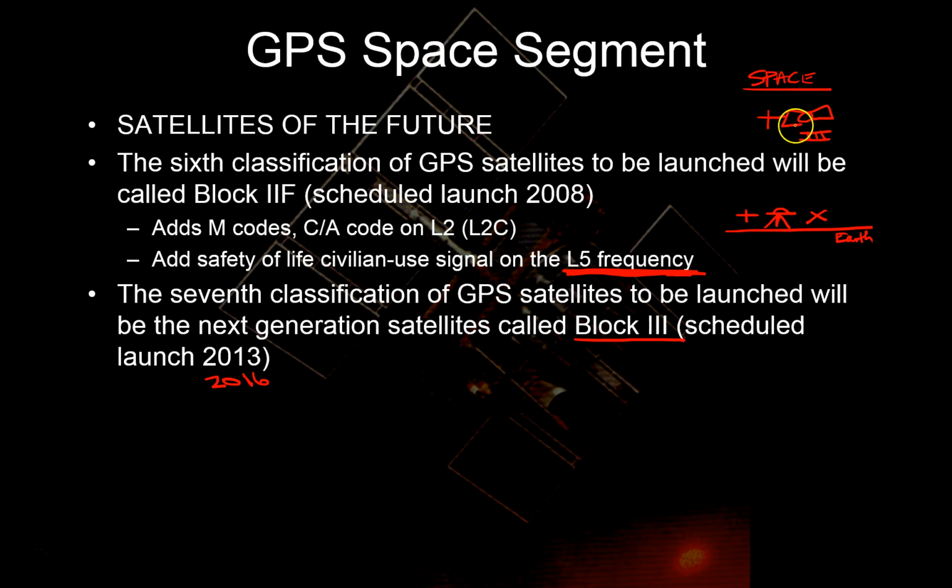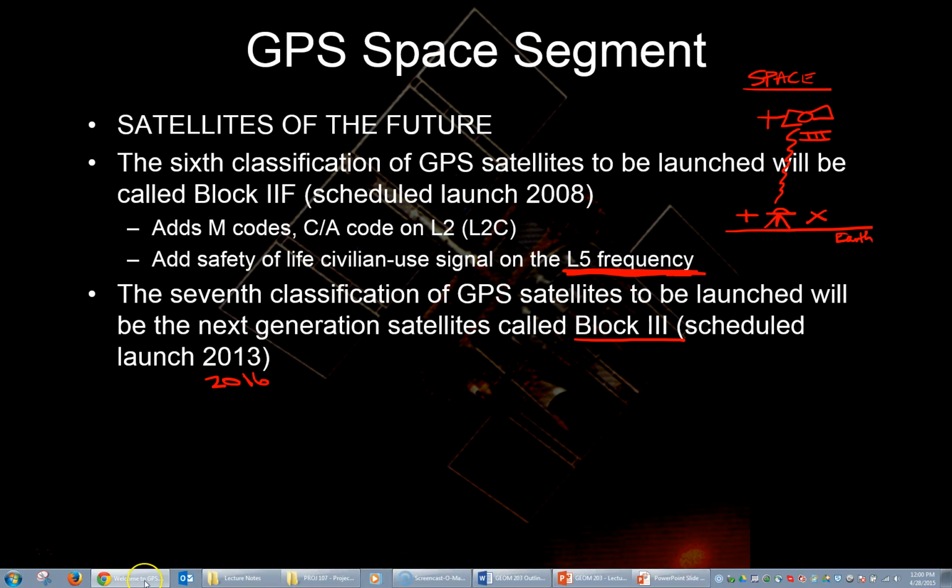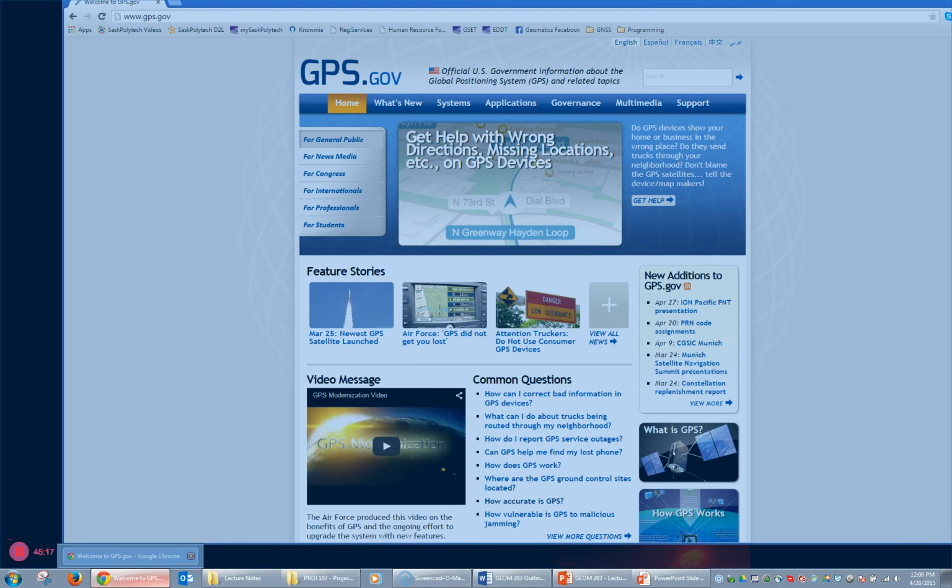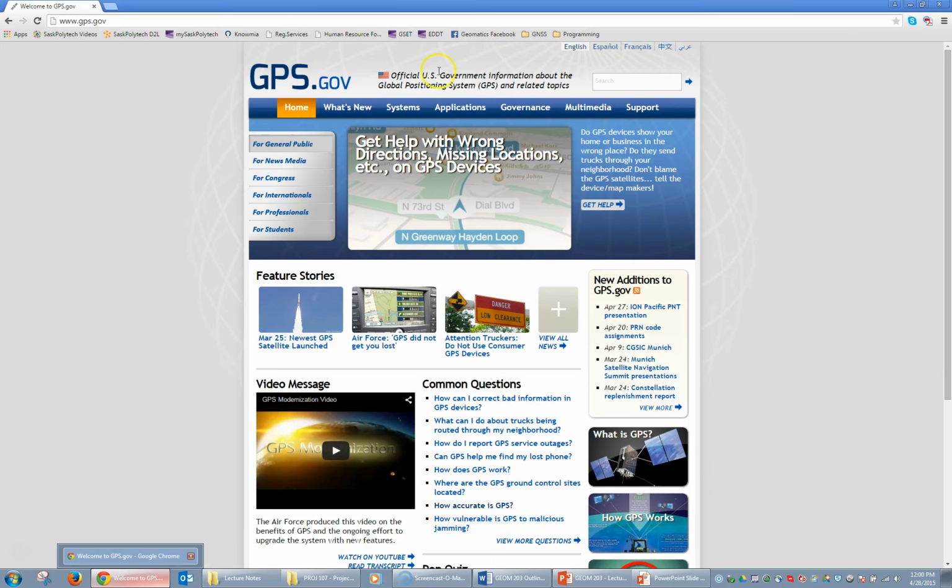So we can't just launch these and start utilizing them. I guess in theory maybe we could, but obviously we want to make sure that we can monitor the information coming from them to ensure they're meeting their objectives. So it's not just the satellites in space, and that's where this discussion on the different segments of GPS is very important for a user to understand. So with that, if we jump off here and go to what I call our official U.S. government information about the global positioning system and related topics, www.gps.gov.